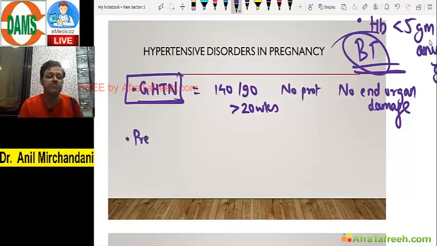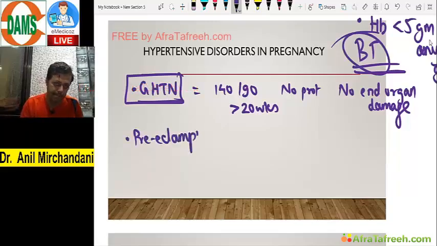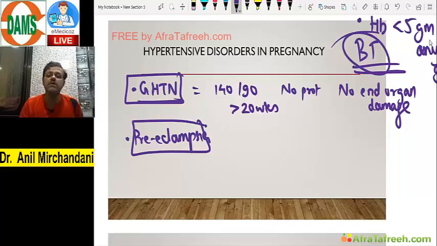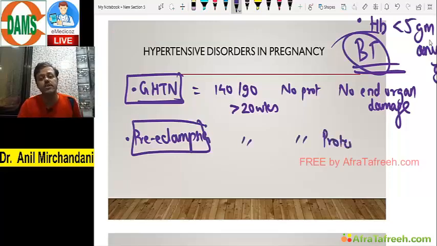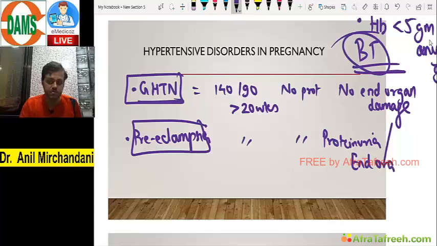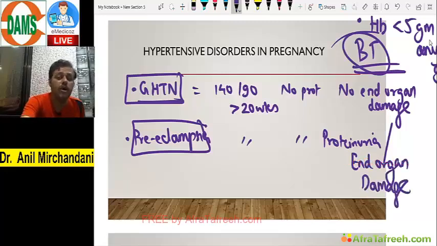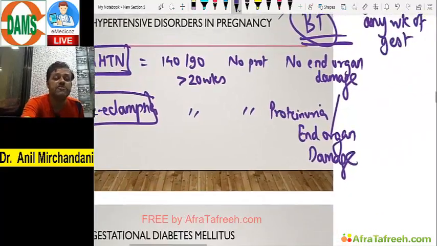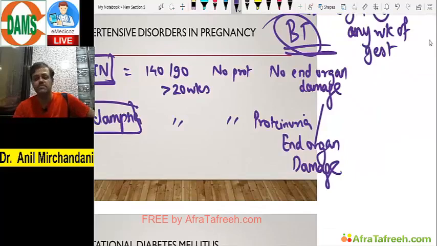Then preeclampsia. Preeclampsia, but either there is proteinuria or end organ damage. Proteinuria or end organ damage would be a case of preeclampsia. Everything else would be the same.